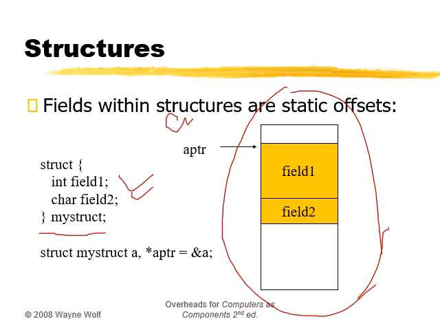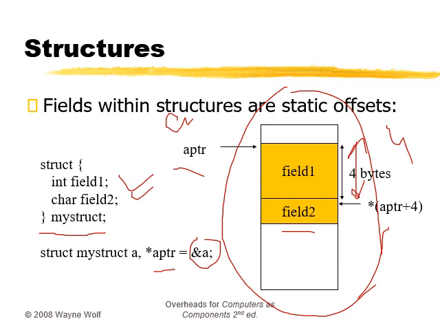What we are doing here is putting the address of this structure into this pointer. This pointer will point towards field 1, and we know, for example, that this is 4 bytes long. If this is 4 bytes long, we can get access to field 2 by adding 4 to this pointer. So if we add 4 to the pointer APTR, we will get to field 2. This way we can say that structures are static offsets.